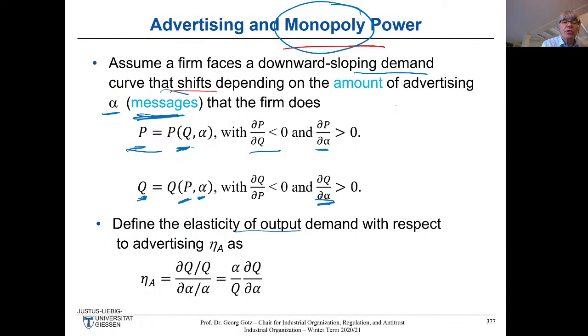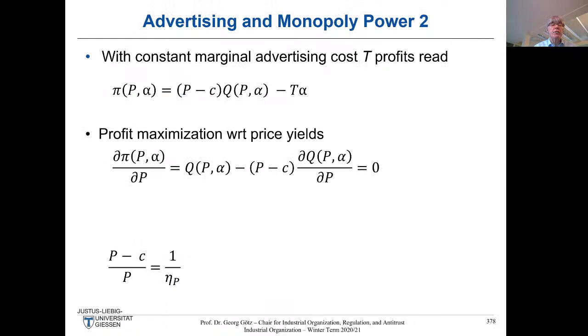It's eta A. It's just if we increase advertising, the quantity by 1%, by how many percent does output or demand increase? So standard kind of demand here, it's just rearranged. Okay, so that's nothing new. It's the only point I will reserve. I will refer to that later on as the advertising elasticity, and you know that it's the elasticity of output demand with respect to advertising. What happens to demand? By how many percentage will demand increase if you increase advertising by 1%?